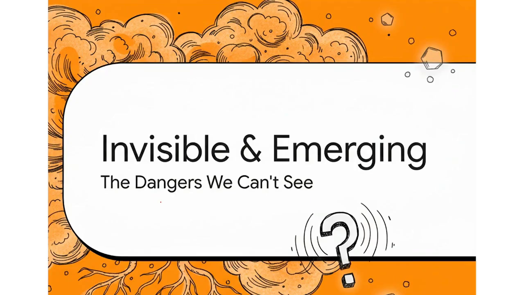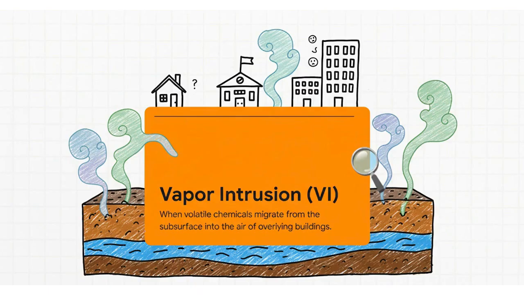Okay, so invisible and emerging, the dangers that we cannot see. Suppose we have an industrial belt discharging waste into the nearby water bodies, and from there the wastes or contaminants gain entry into the underground water flow system. So suppose the contamination is happening at this site, it now gets carried away to a far off site where there are residential sites.